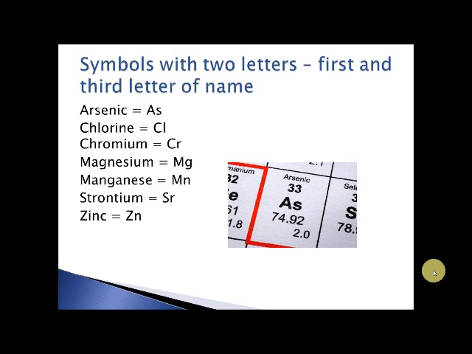The next list are symbols with two letters, but it's the first and the third letter of the name. For example, arsenic. We already have argon as Ar, so we can't have two Ars on the periodic table, otherwise we don't know which one we're talking about. So arsenic is As instead. Also, there's no element that's Ch. Chlorine and chromium are both following this rule of the first and third letter. Magnesium and manganese are the same way. But that's okay.